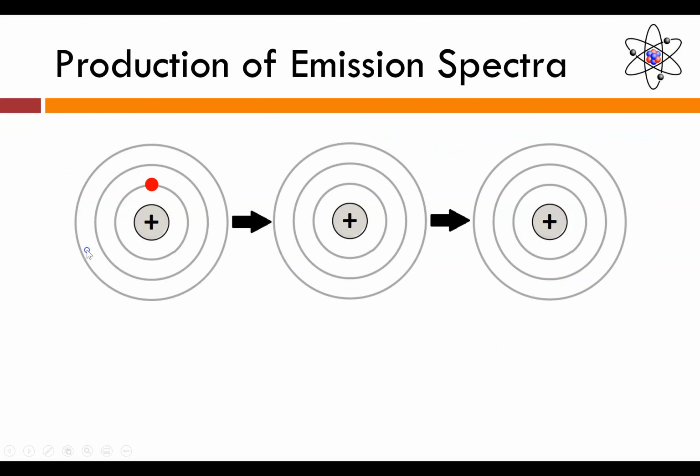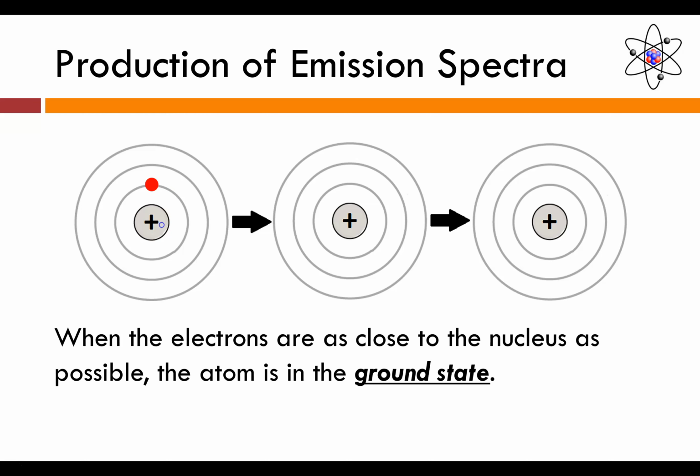So let's talk a little bit more about how those emission spectra are produced. What we have here is a Bohr model of the atom. We'll work with something simple like hydrogen, so we just have one electron to deal with. We still have our positively charged nucleus at the center, and then we've got 3 different energy levels for the electron to exist at. Right now, the electron is as close to the nucleus as it can possibly be. We call this the ground state, and under normal circumstances, atoms tend to exist in the ground state, or the electrons of atoms tend to exist in the ground state. 2 different ways of saying the same thing.